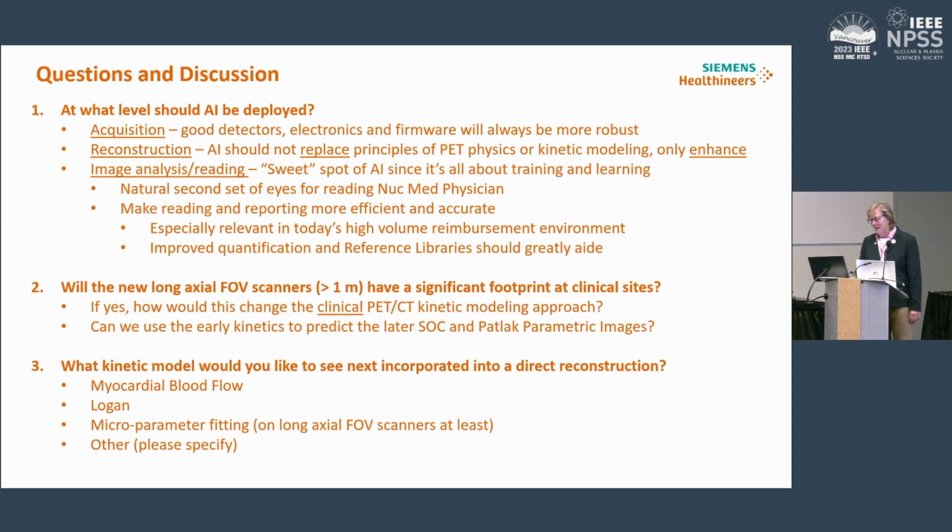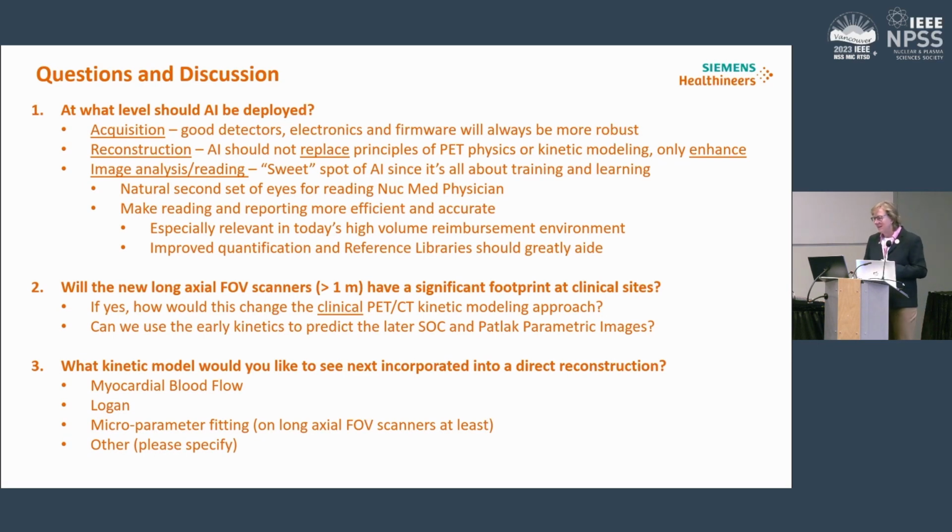For acquisition of the PET data, I think it's hard to beat good detectors, electronics, and firmware. I think they'll always be more robust, more trustworthy, less likely to go wrong. It's not to say AI can't support it, perhaps in some role. Reconstruction, I think the same thing. You really need to stick to your PET principles, incorporate those as best you can: the attenuation correction, the normalization. And also the kinetic modeling. I feel like we're better off using kinetic modeling than just throwing some kind of generic AI that looks like it could work, but do you really trust it?